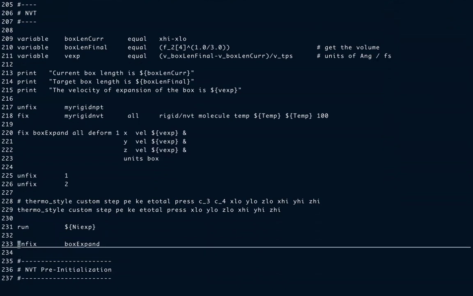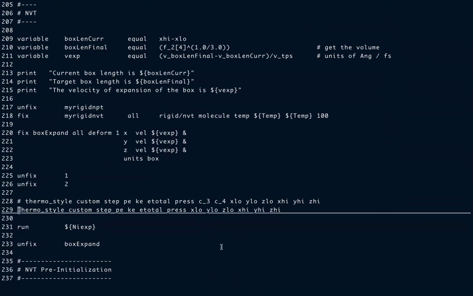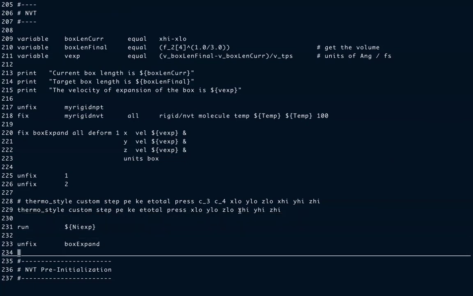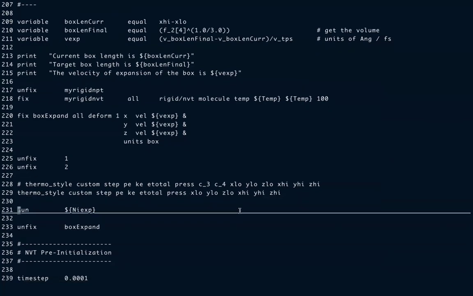Now, instead, what I print is the step, the potential energy, the kinetic energy, the total energy, the pressure, and the dimensions of the box, the lower limit of X, the lower limit of Y, the lower limit of Z, and also the upper limits of X, Y, and Z. Now I run the simulation, which will now expand the box.